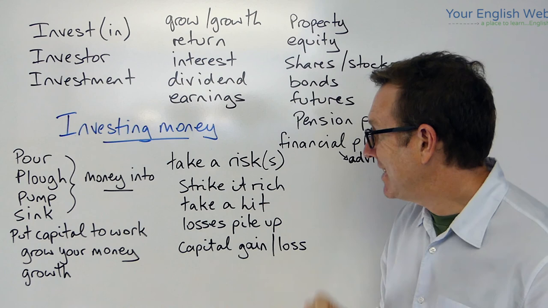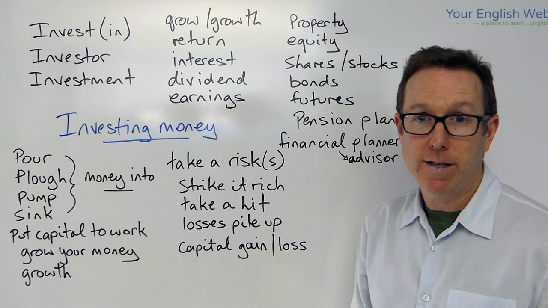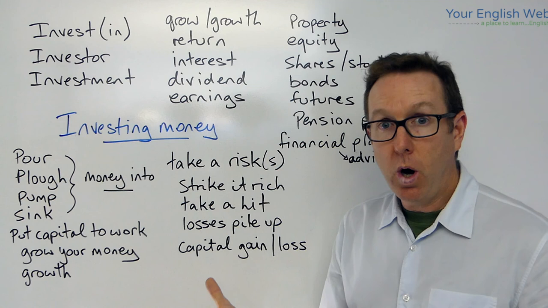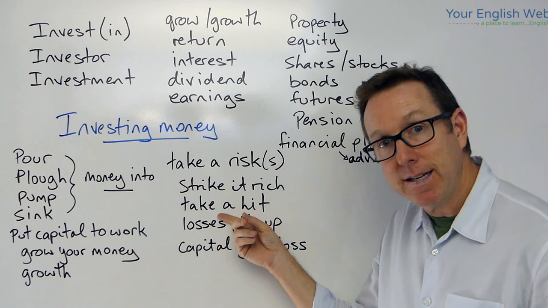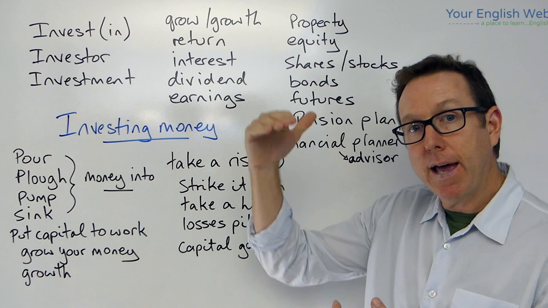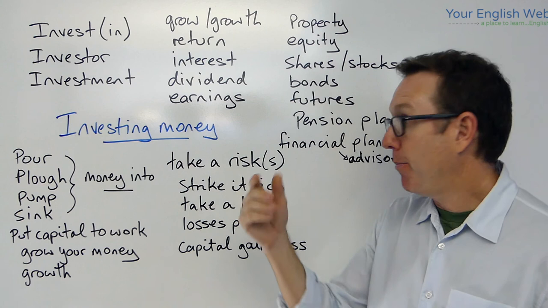If you're lucky with your investments, you can strike it rich. You can make it rich. You can strike it rich when you become rich from your investments. Or the opposite is that your investment can take a hit. If you put your money into a company and the company goes bankrupt, you take a hit and the losses can pile up. You lose more and more money. The losses pile up because of the risk involved, okay, when you invest money.